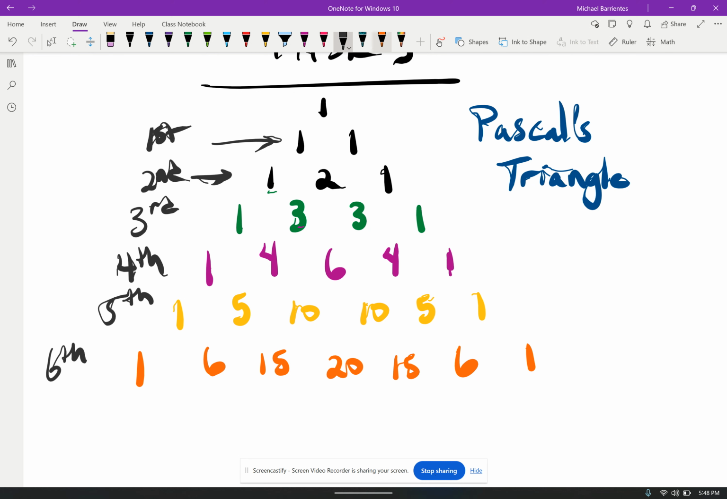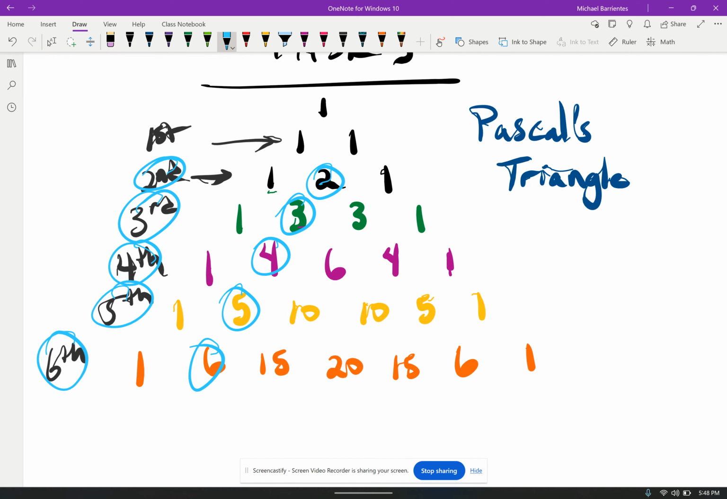Now, if you notice, let me try to choose a color that stands out. The second row, the second number is 2. The third row, the third number is 3. So this is one way you can tell which row I am looking at. With a 6th row, that would be this one, right?